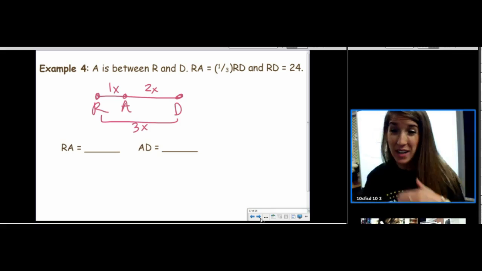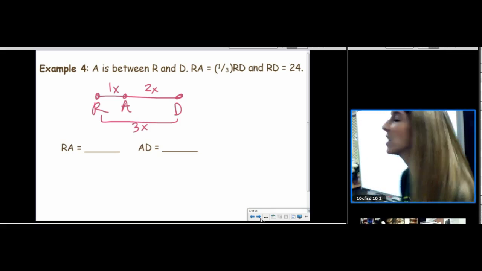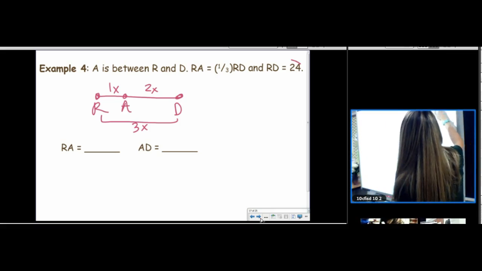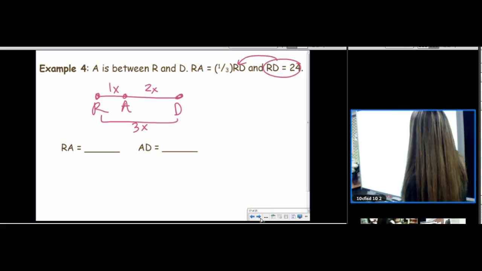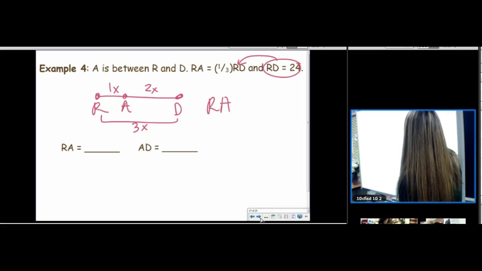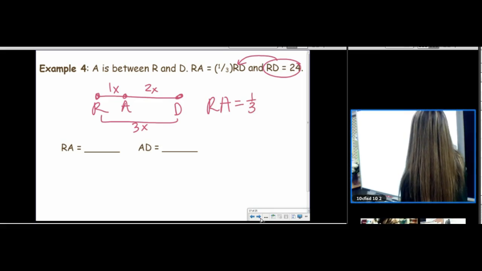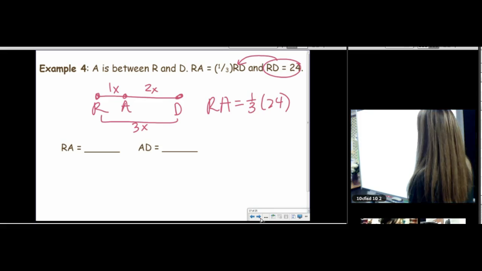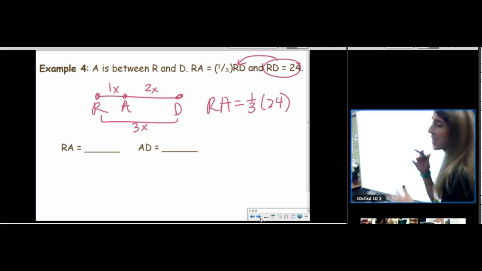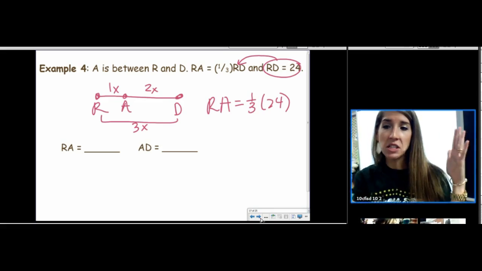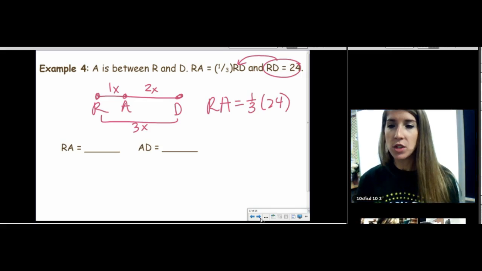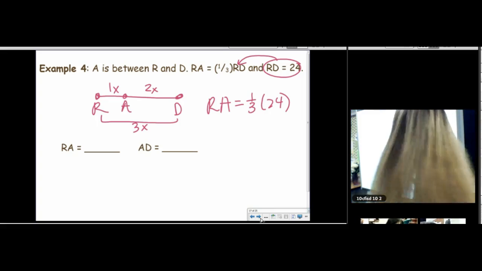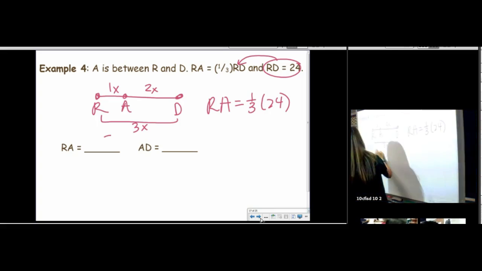The reason why this one is way easier, you don't have to do this, is because since you know RD is 24, you can just take the 24 and plug it in right there. RA is 1/3 of 24. So the whole thing is 24, and RA is just 1/3 of the 24. So it's just 24 divided by 3. What's 24 divided by 3? 8. Very good. So this one's 8.